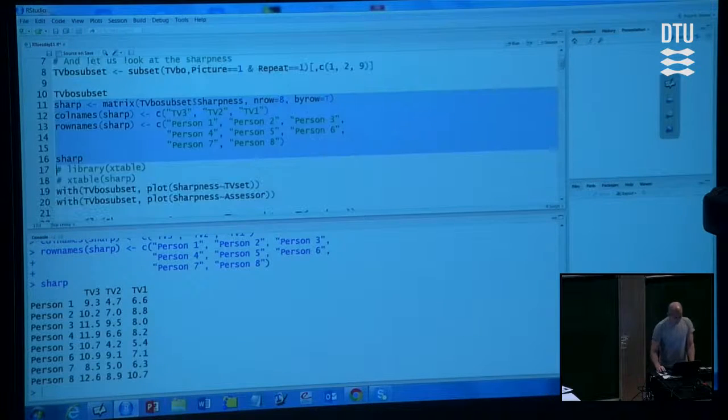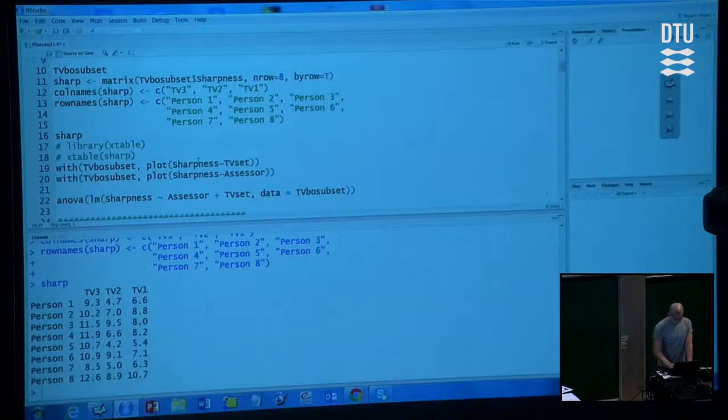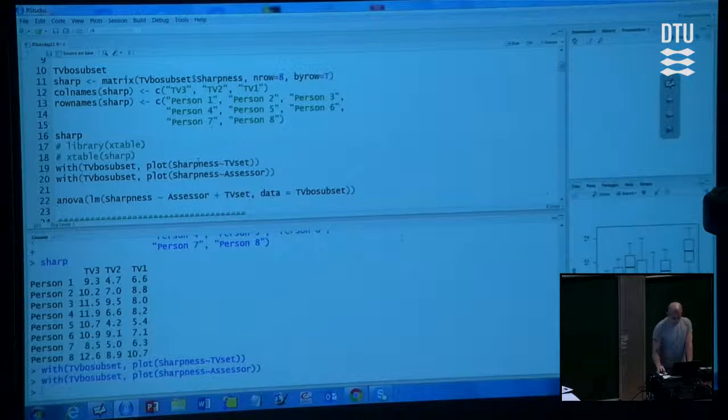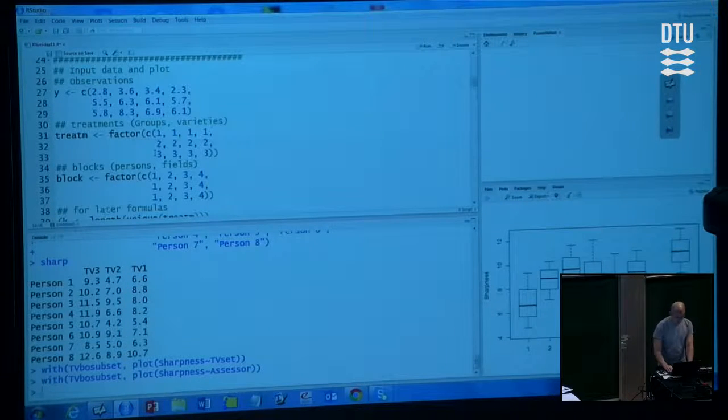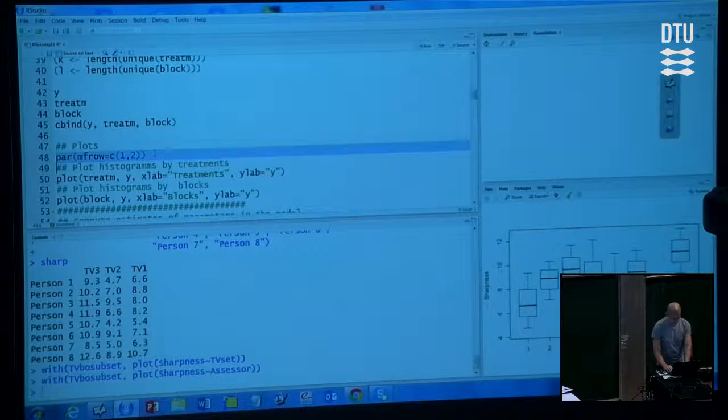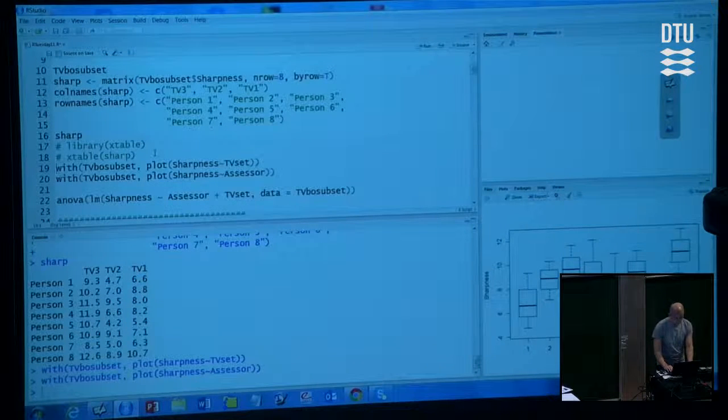We are going to do the following. We are going to plot. Why don't I just make sure that I plot both of them?